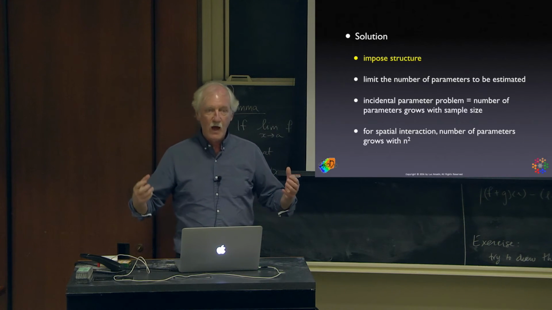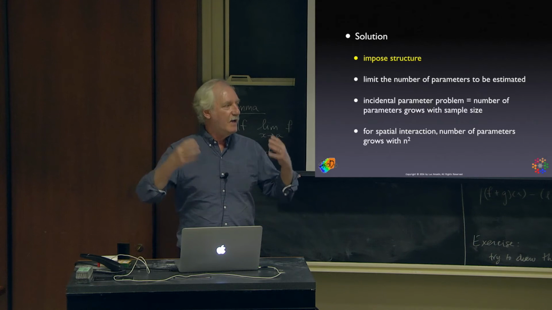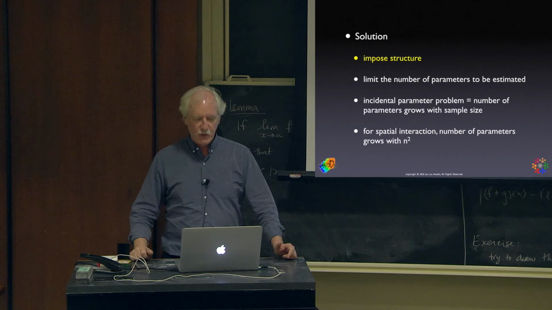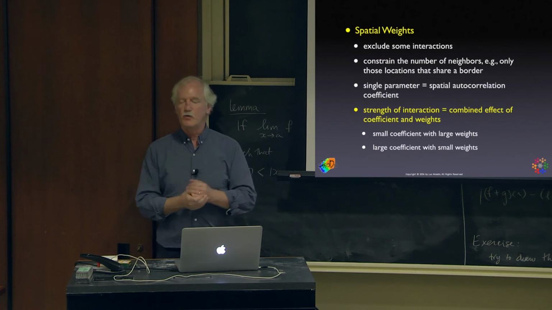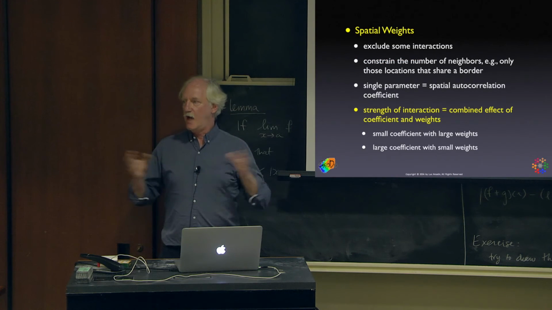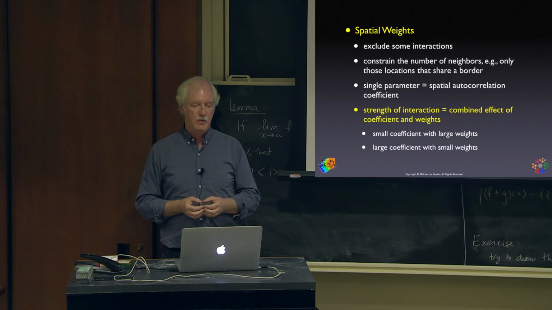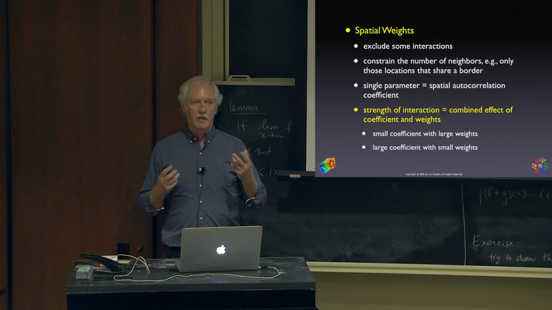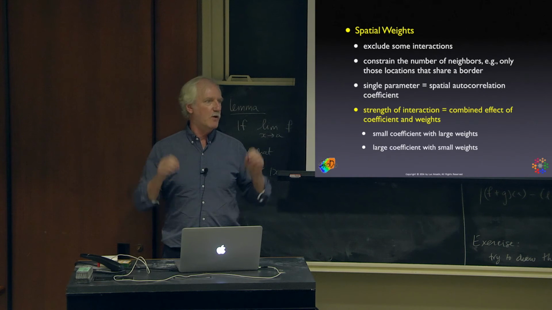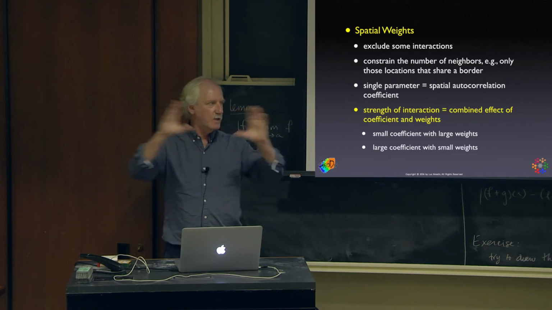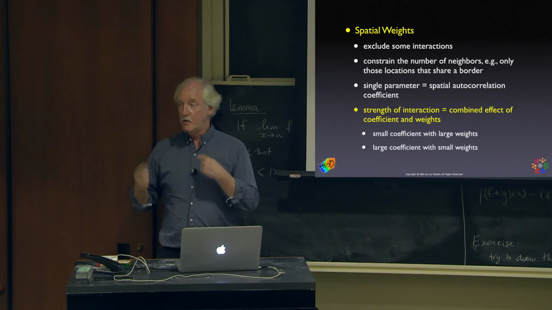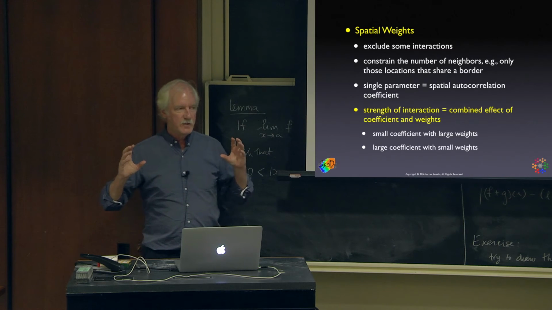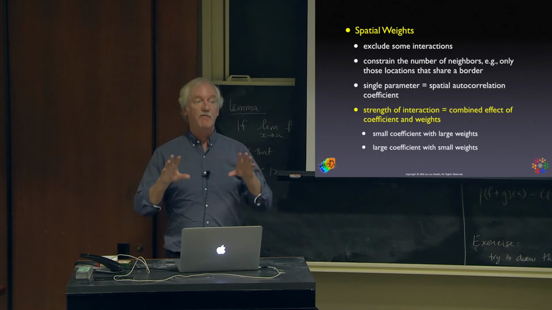So how do we solve that problem? By structuring it, by making it simpler. So the spatial weights are designed to constrain the interaction, constrain the number of neighbors. And there's two kinds of constraints, really. One is to constrain the number of neighbors, a lot of zeros. We put zeros in the matrix. And then the other simplification is only one parameter. So you simplify, and it's a strong simplification.